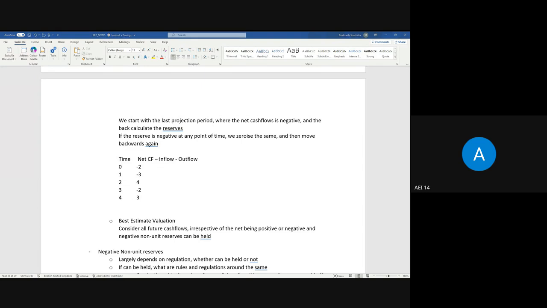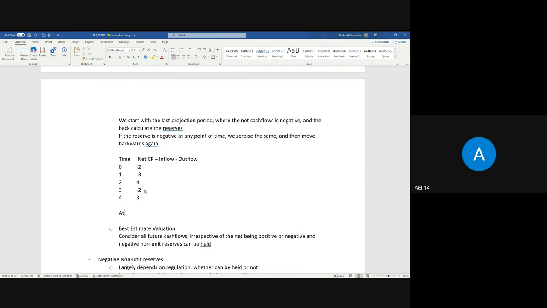Because my future cash flow is anyway going to be positive, right? I know at time 4 the premiums I will receive would be greater than the claims I would be paying. So should I hold any reserves at this point of time? No. At time 3+, that is right after time 3, my reserve will be 0.